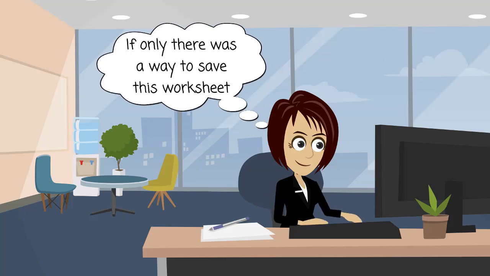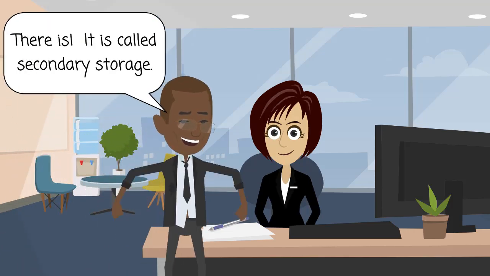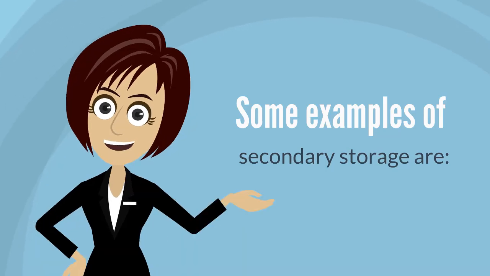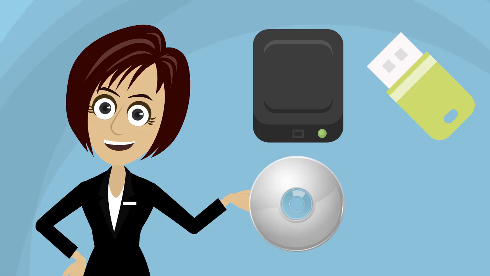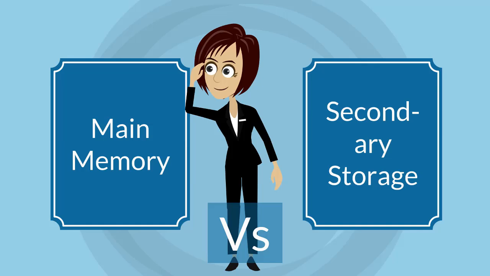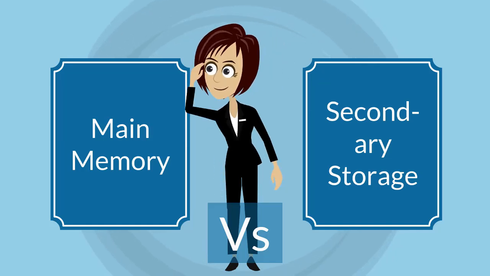There needs to be a way to store data and programs long term so that you can access them in the future as and when you need them. Luckily, secondary storage allows us to do this very thing. Some examples of secondary storage that you use regularly are hard disks, flash memory, CDs, DVDs, etc.